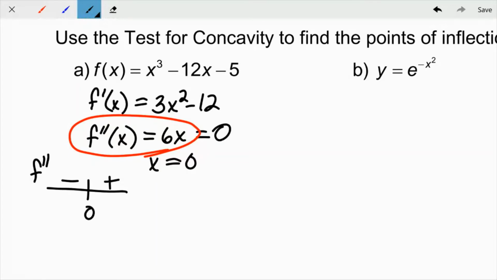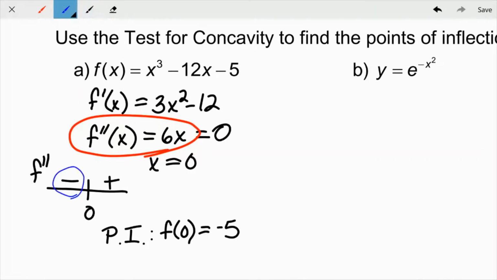All they asked us for here were the points of inflection. So usually I use the acronym PI for points of inflection. I have a point of inflection at x is equal to 0. They didn't really make it clear if they just want the x value, so I'm going to go ahead and find the point. That would be when x is 0, the function value is negative 5. So that's my point of inflection. Had this question said, list the intervals where the graph's concave up or concave down, you could see here that it's concave down from negative infinity to 0, and it's concave up from 0 to infinity.